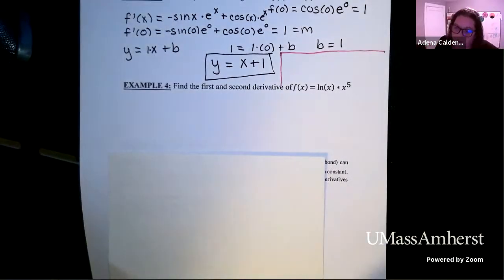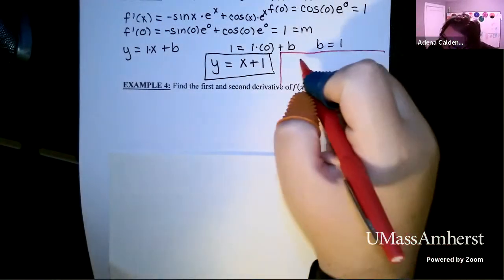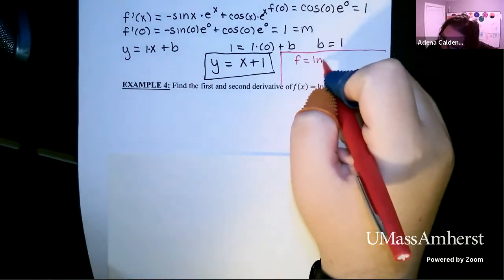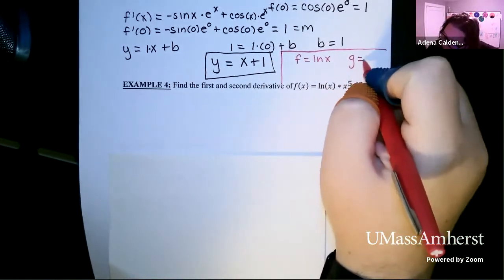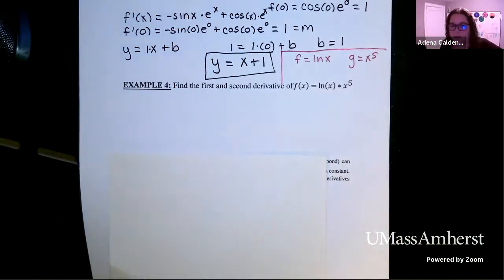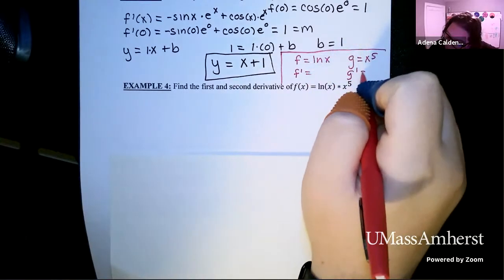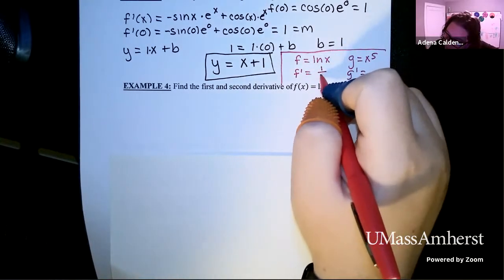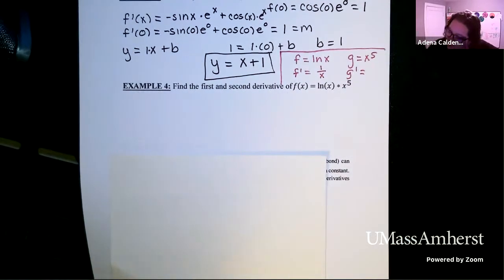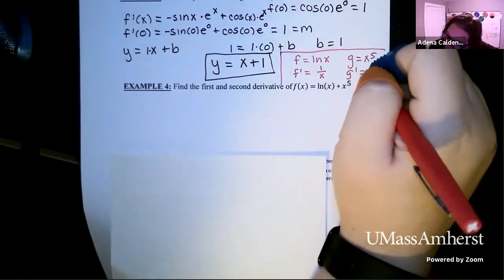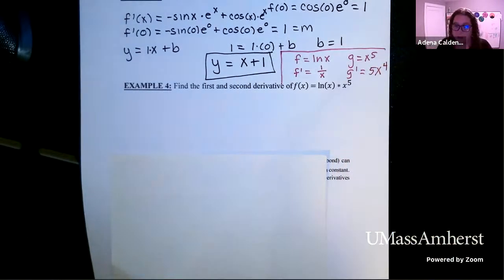So what I need to do is pick one of them to be my f and one of them to be my g. So f is ln x and g is x to the 5th. I'm going to find the derivative of each piece. So f prime of x is 1 over x, and g prime of x is 5x to the 4th. Okay, so again, I identified the two functions that are multiplied together, and then I found the derivative of each piece.